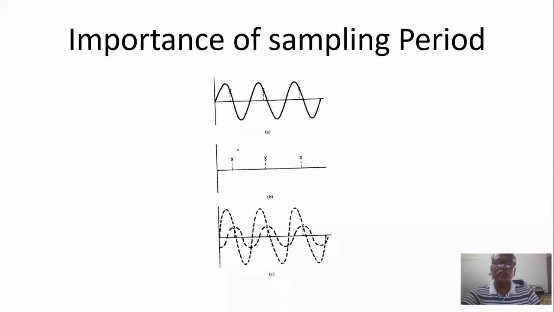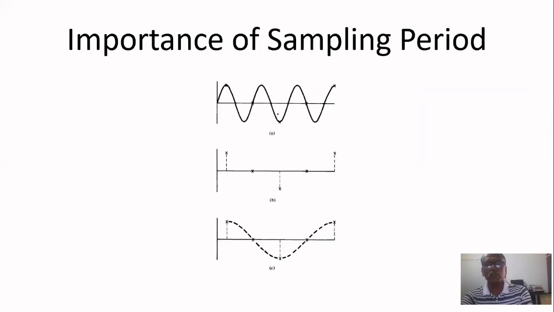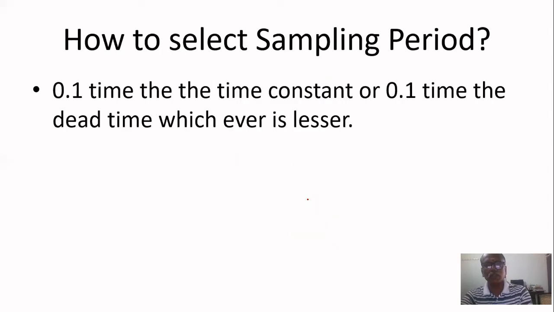Here again, you see that if the sampling period is very large, then we can fit many signals to those samples. That's why it will not reflect the true signal when you reconstruct from that sampling period. Again, another example. Here it is sampled here, here, and here. If you reconstruct, you will get this signal. There is no correlation between these two signals. That's why the sampling period plays a very important role in a discrete time signal.